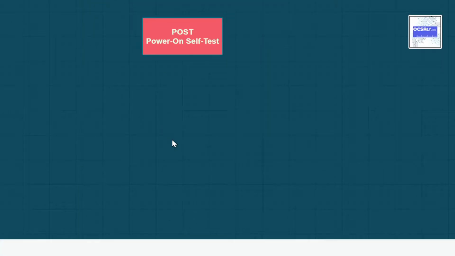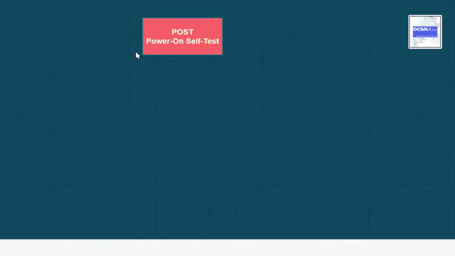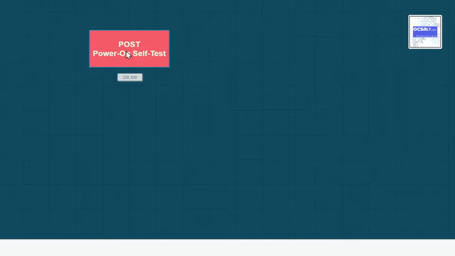So what is the boot process? The first step in the boot process is the power on self-test, POST. In the POST phase, the CPU will access the read-only memory, ROM, and the basic input-output system, BIOS, to test essential motherboard functions.